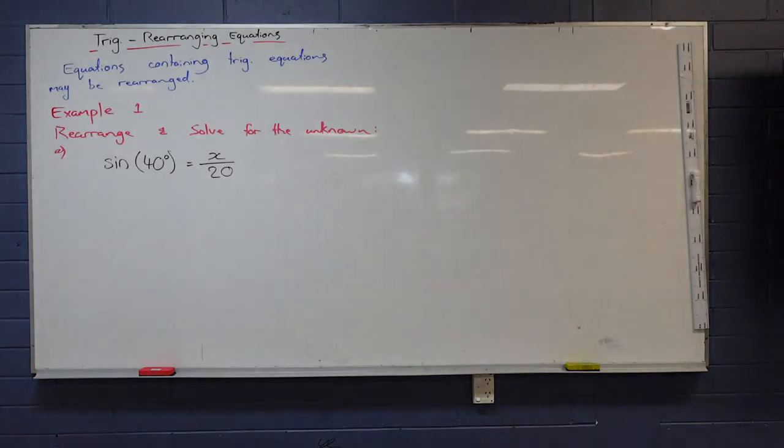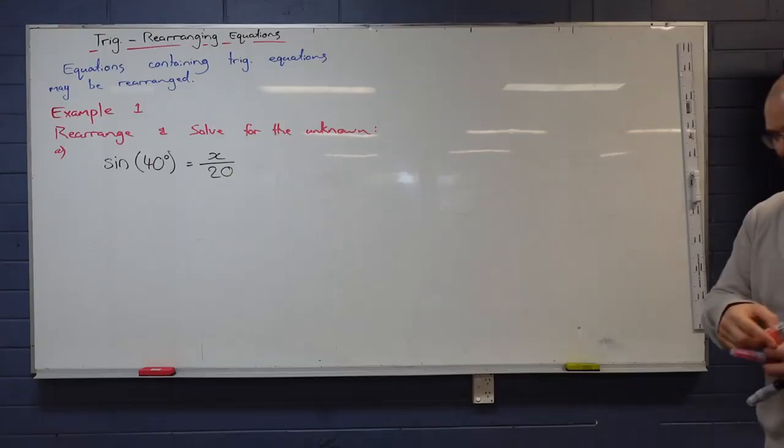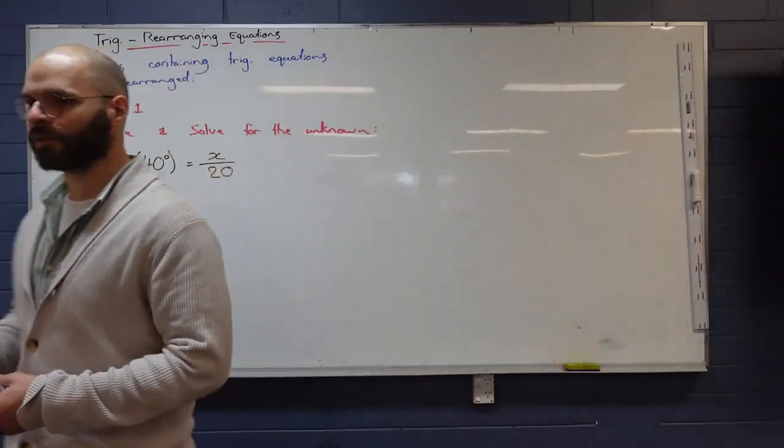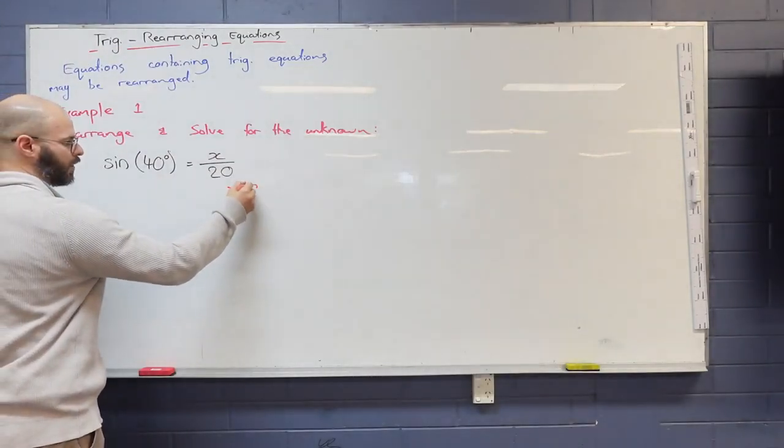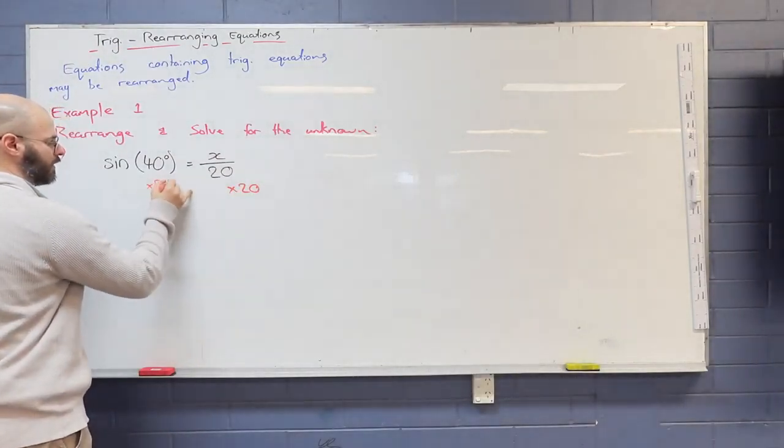Now, we've seen this before. Does anyone remember what we do if we have x on the right and it's above a number? Zoe? Yeah, we times it by the denominator. So the denominator is 20 here, so we multiply both sides of the equation by 20.